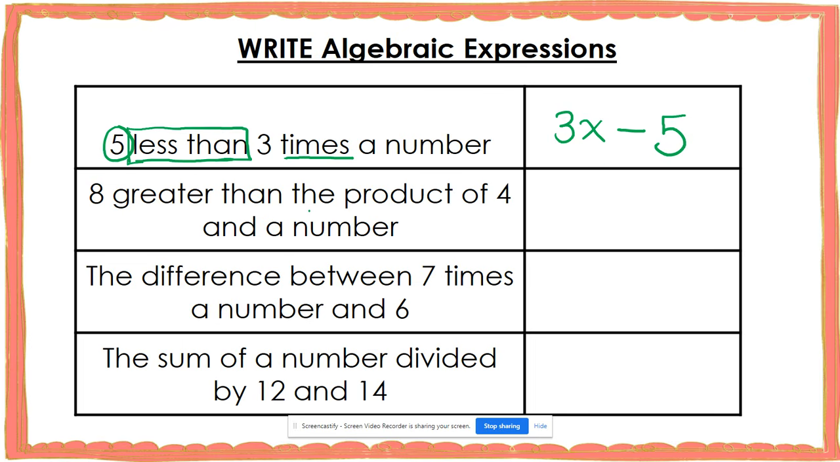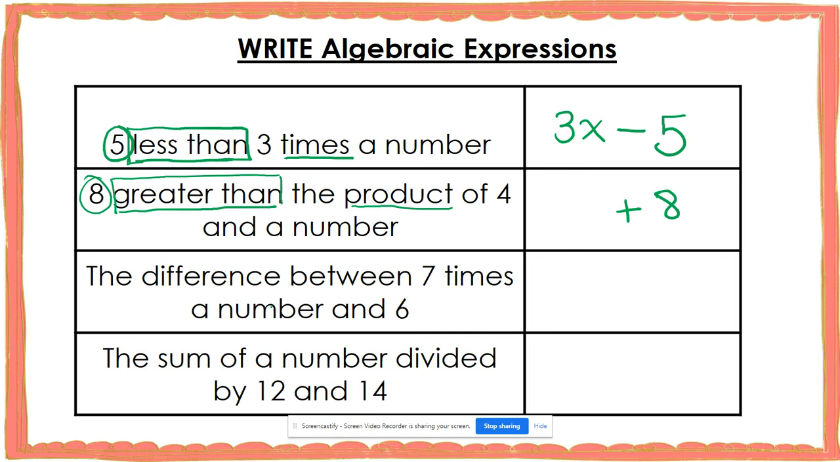Next, I have 8 greater than the product of 4 and a number. So I'm going to start with my keywords, which I have greater than, and then I have product. So greater than always means that I'm adding. So I'm going to go ahead and put my adding sign. If I say 8 greater than, then that means I have something that I'm adding 8 to.